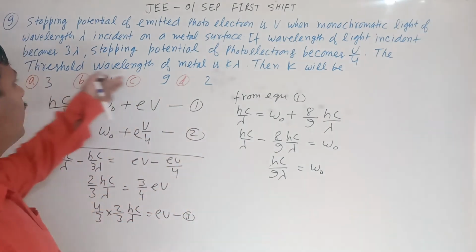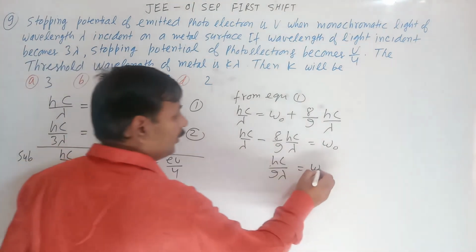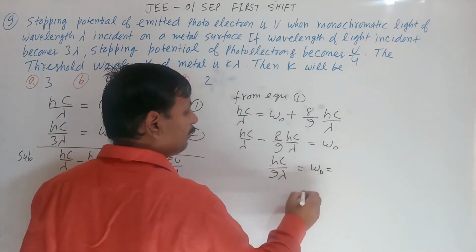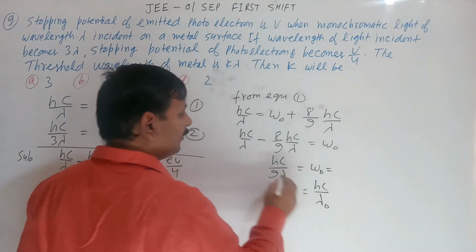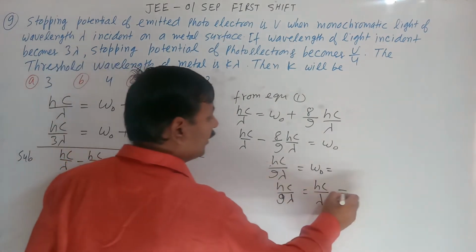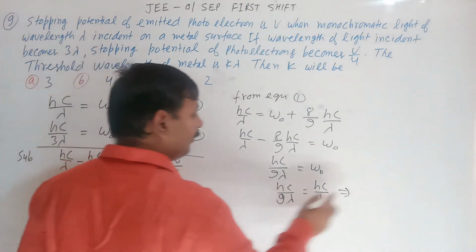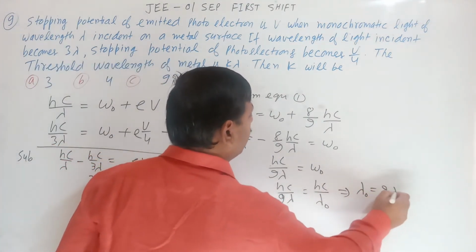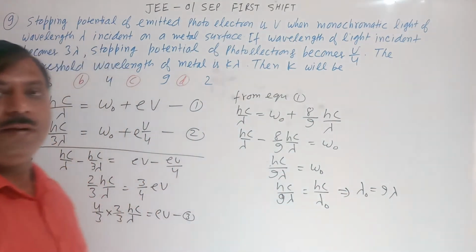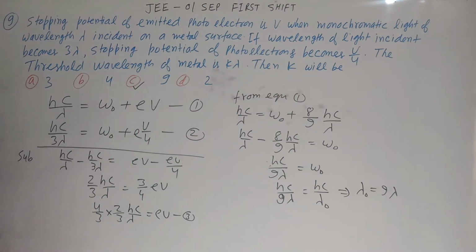So see here, threshold wavelength. If threshold wavelength is lambda naught, so work function is equal to what? hc upon lambda naught is equal to hc upon 9 lambda. So you can see here what will be the threshold wavelength. So lambda naught is equal to 9 lambda. So here we can see K is equal to 9 lambda. Option C is the correct one.